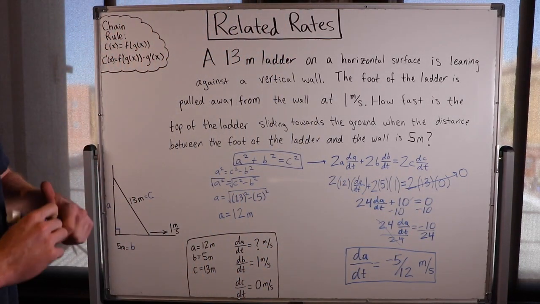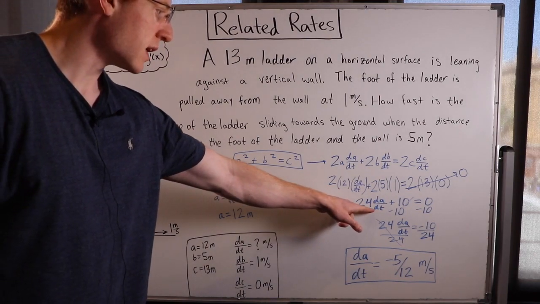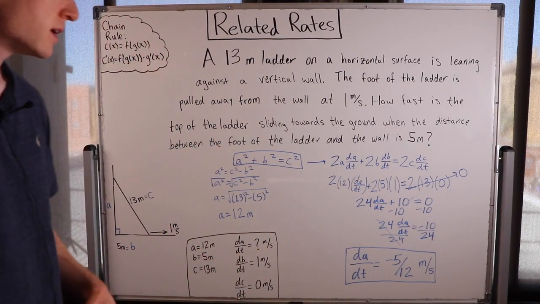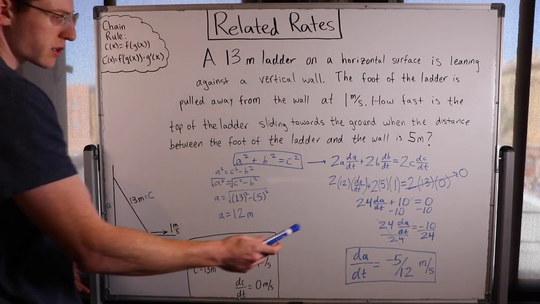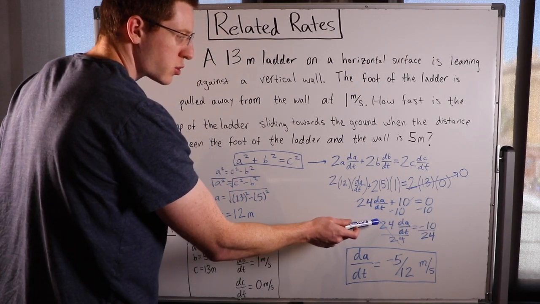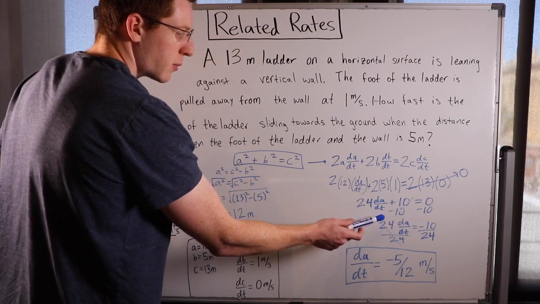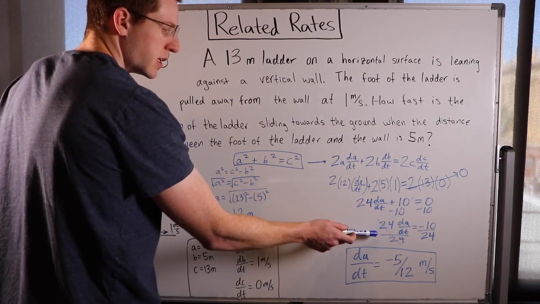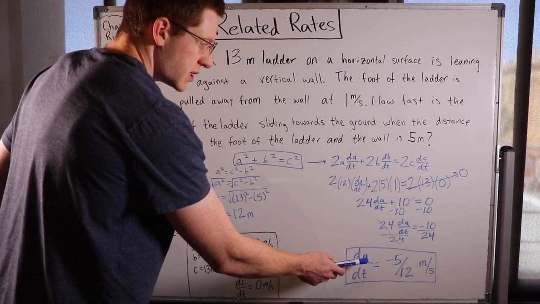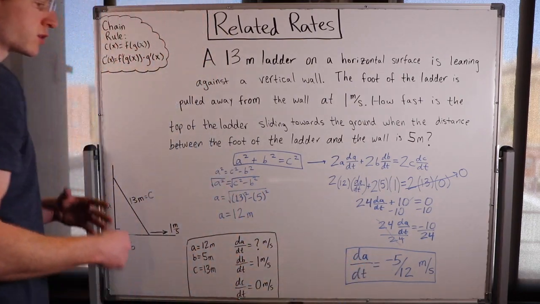So after that, we'll start to simplify. 2 times 12 is 24 times dA/dt, plus 2 times 5 times 1, which is 10, equals 0. So the next step you'll take is you'll subtract 10 from both sides here, and you'll be left with 24 dA/dt equals negative 10. Then to isolate dA/dt, divide both sides by 24, and you'll be left with dA/dt equals negative 10 over 24, or negative 5 over 12.